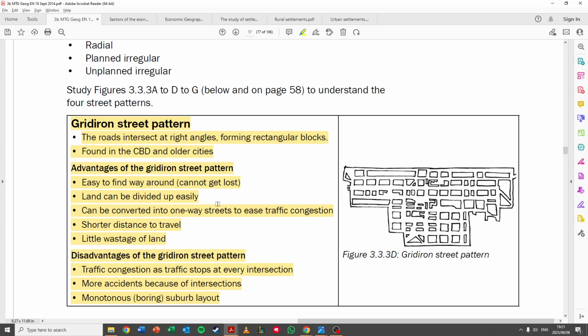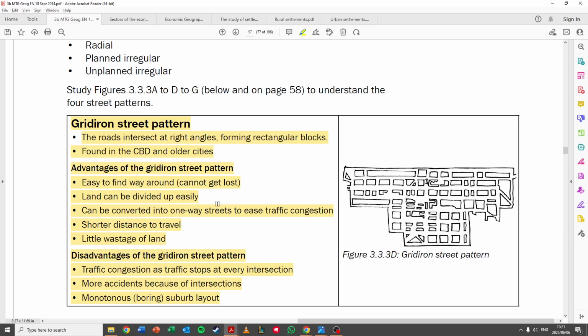Some advantages of this particular street pattern are that it's easy to find your way around. If you know that your destination is in a particular direction, it is going to be quite easy to go in that direction, and then the last part you just need to figure out. It's not as easy to get lost in this particular street pattern. The land can obviously be divided up quite easily, it can be converted into one-way streets to ease traffic congestion, there is a shorter distance to travel, and there is little wastage of land.